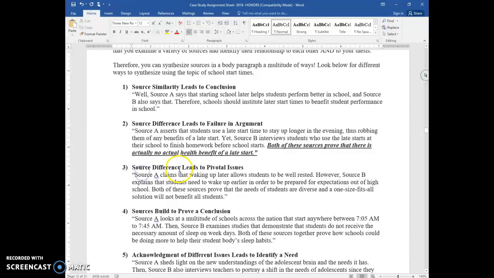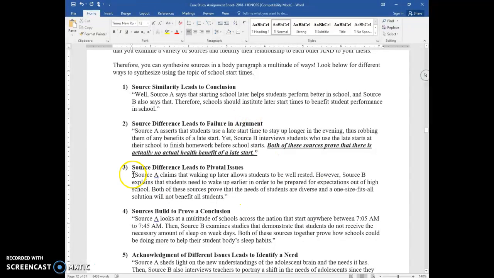Taking a look at number 3, source difference leads to pivotal issues. So here, what you're going to be noticing in the sources is that they might contradict each other, which shows there's a problem. So they don't actually say the same thing. In fact, they contradict, they juxtapose, they contrast each other. They say different things entirely about this topic, but I can still come to a conclusion based on that.